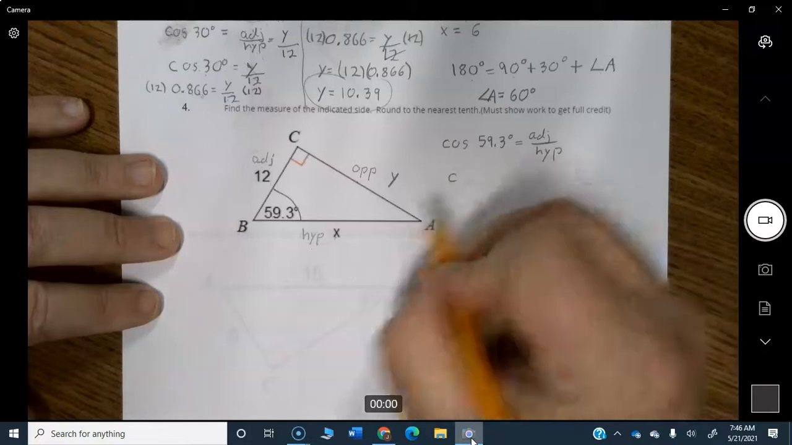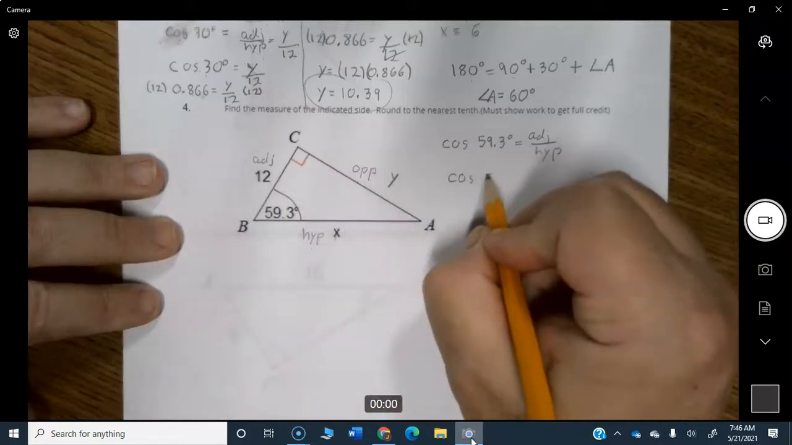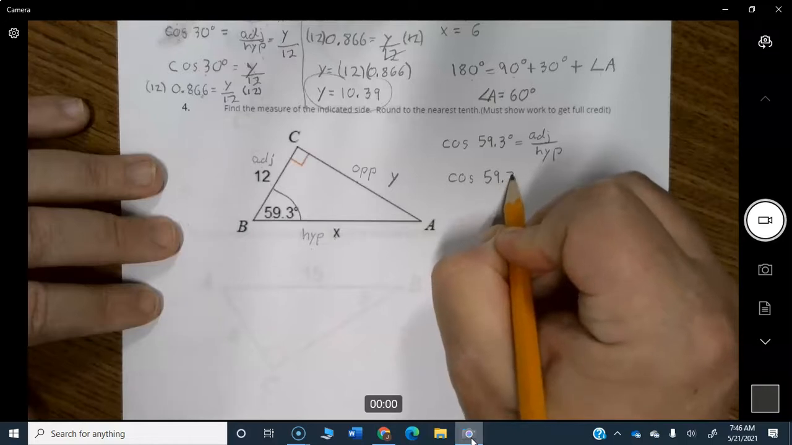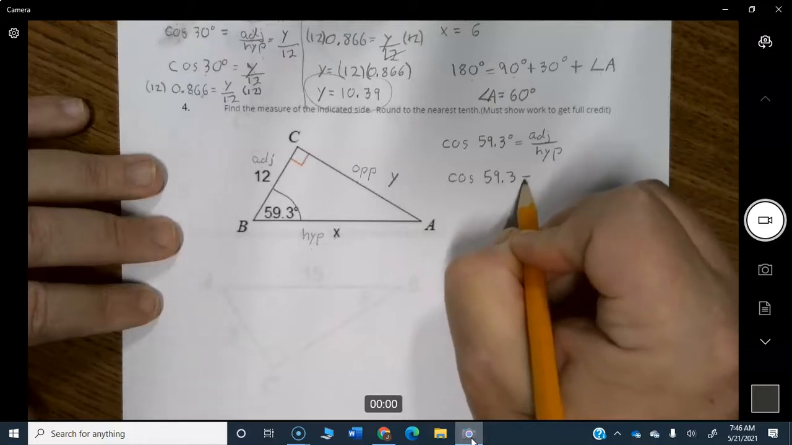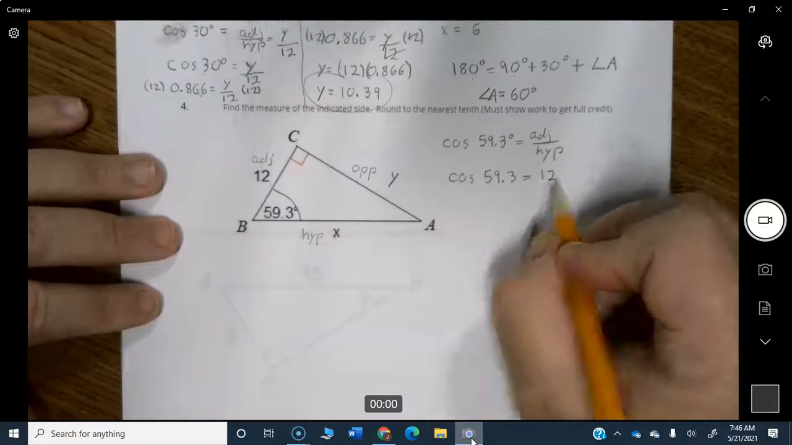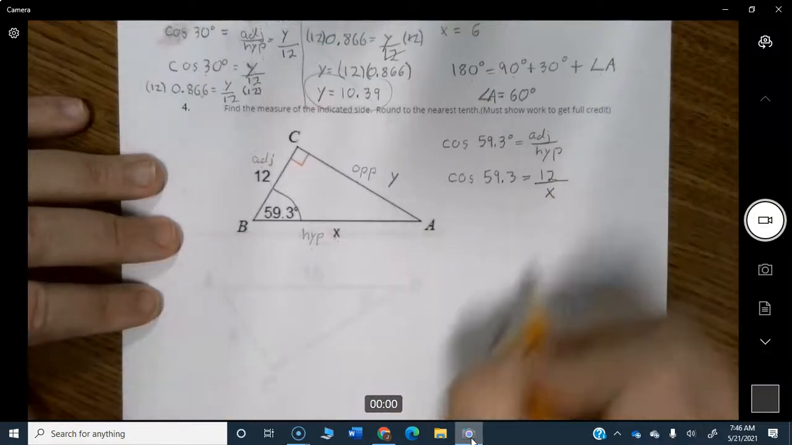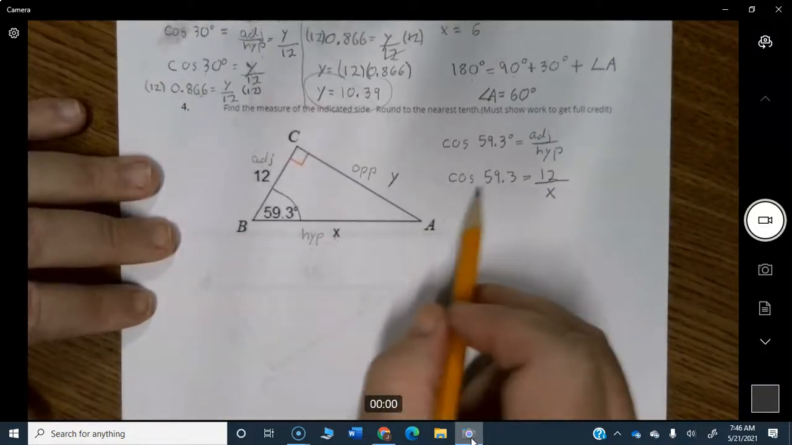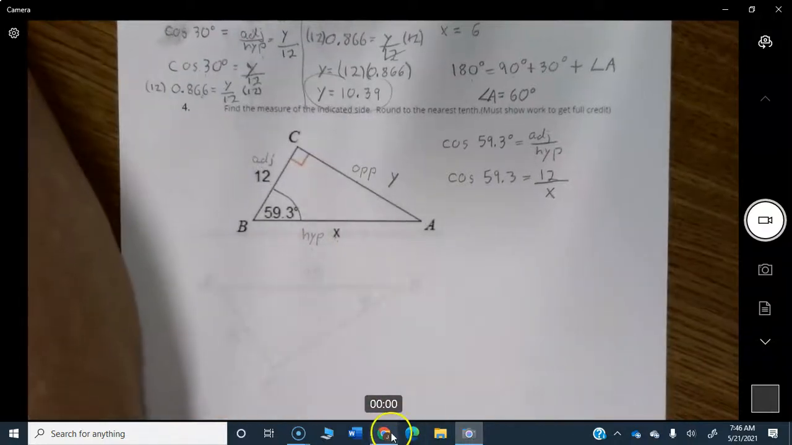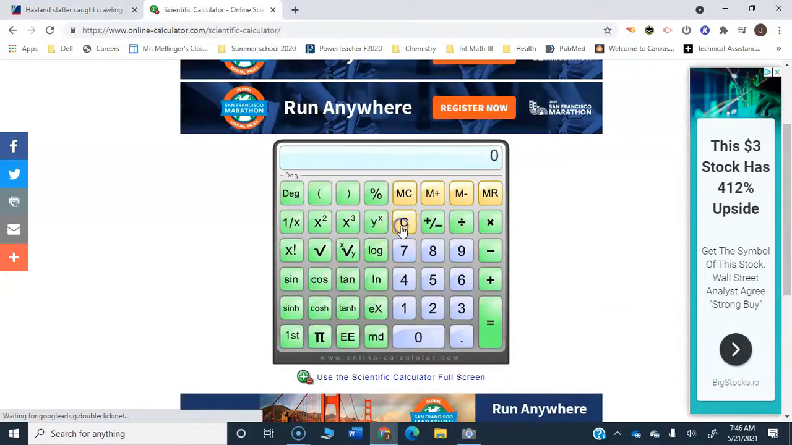Okay, so let's go ahead and fill in our values down here. Adjacent is 12. Hypotenuse is our unknown x. Now we're going to go back to the calculator and find the cosine of 59.3. Just type in 59.3 and cosine. It's 0.511. If we go to that third digit after the decimal, the 5 would round the 0 up to a 1, so it would be 0.511. So we'll come on back here.